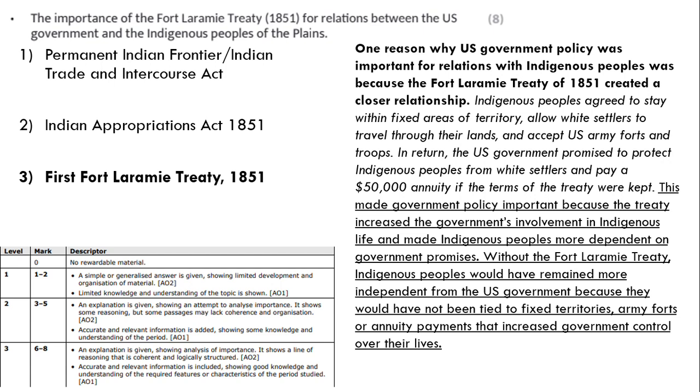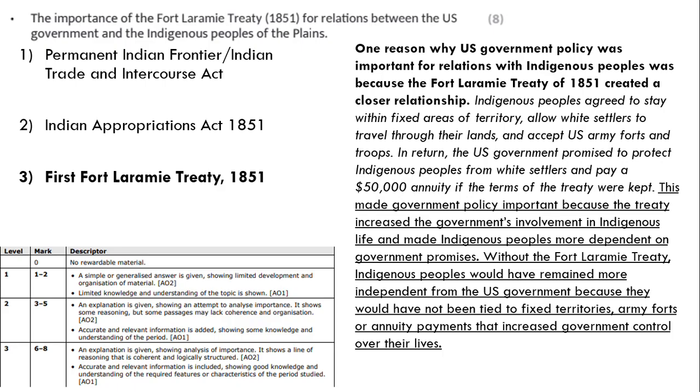So one reason why US government policy was important for relations with indigenous peoples was because the Fort Laramie Treaty of 1851 created a closer relationship. Indigenous peoples agreed to stay within fixed areas of territory, allow white settlers to travel through their lands, and accept US Army forts and troops. In return, the US government promised to protect indigenous peoples from white settlers and pay a $50,000 annuity if the terms of the treaty were kept.